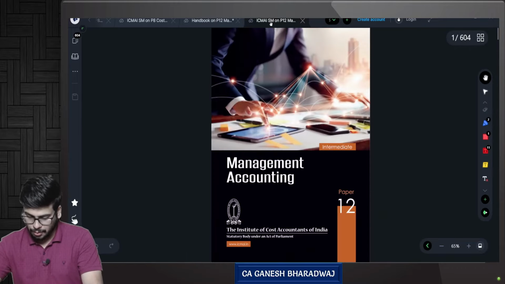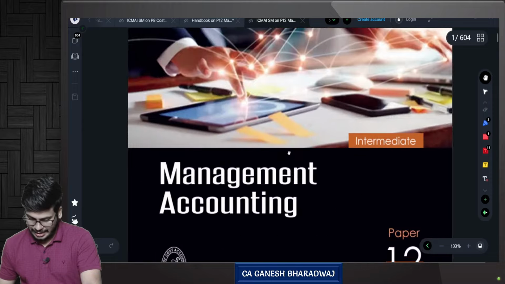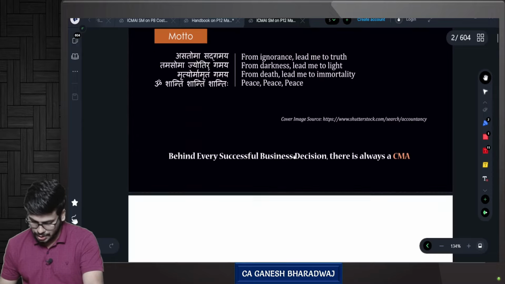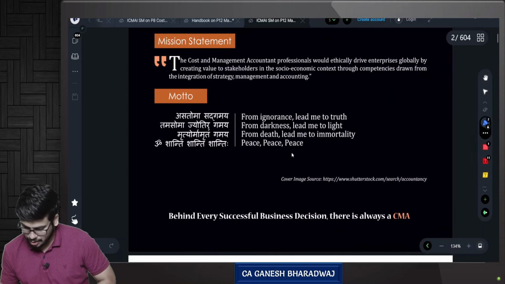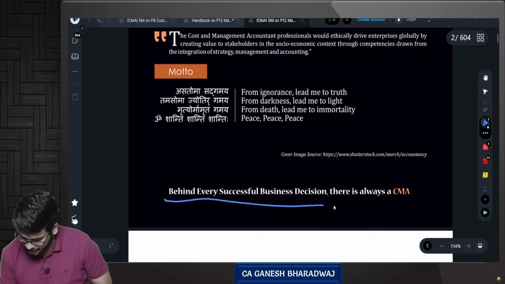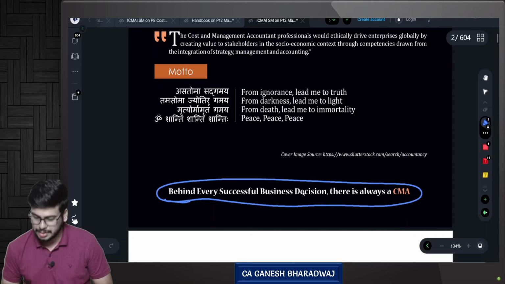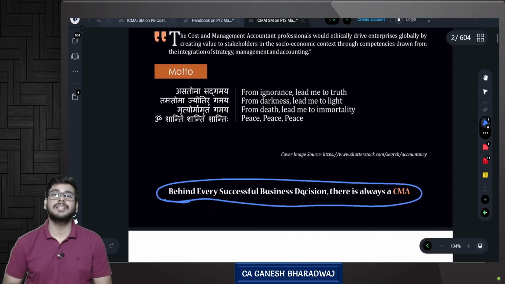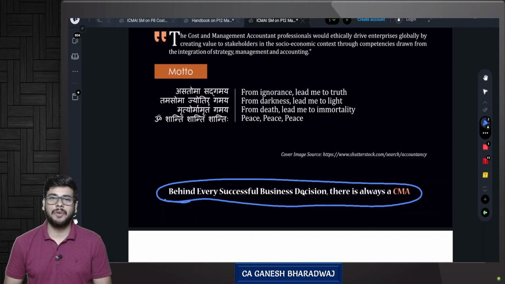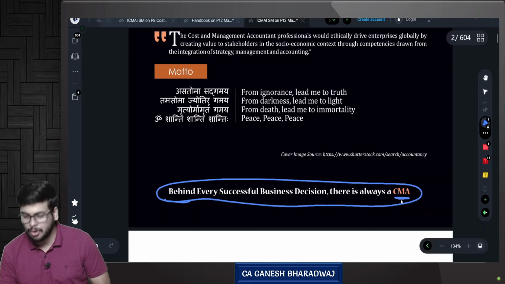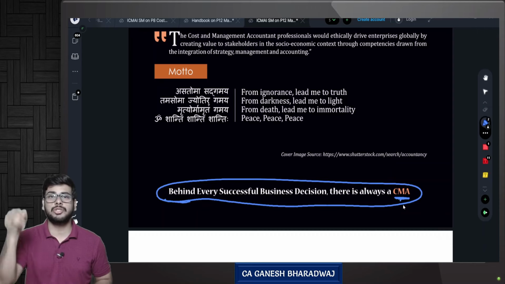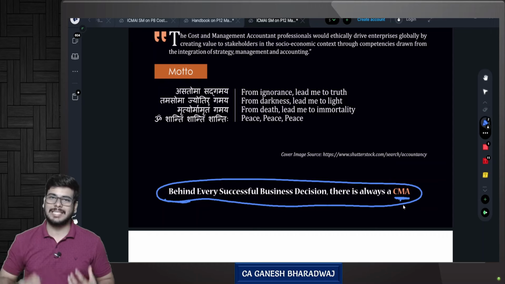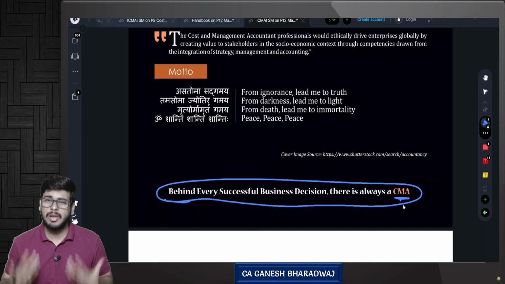That's why if you go to your study material and see the cover page, at the second page, if you see what the institute has mentioned, clearly there is a mention: behind every successful business decision, there is always a CMA. That is a tagline of our CMA Institute. And CMA stands for what? Cost and Management Accountant. This is one of the most core papers in your syllabus. That's why this subject is very, very important.